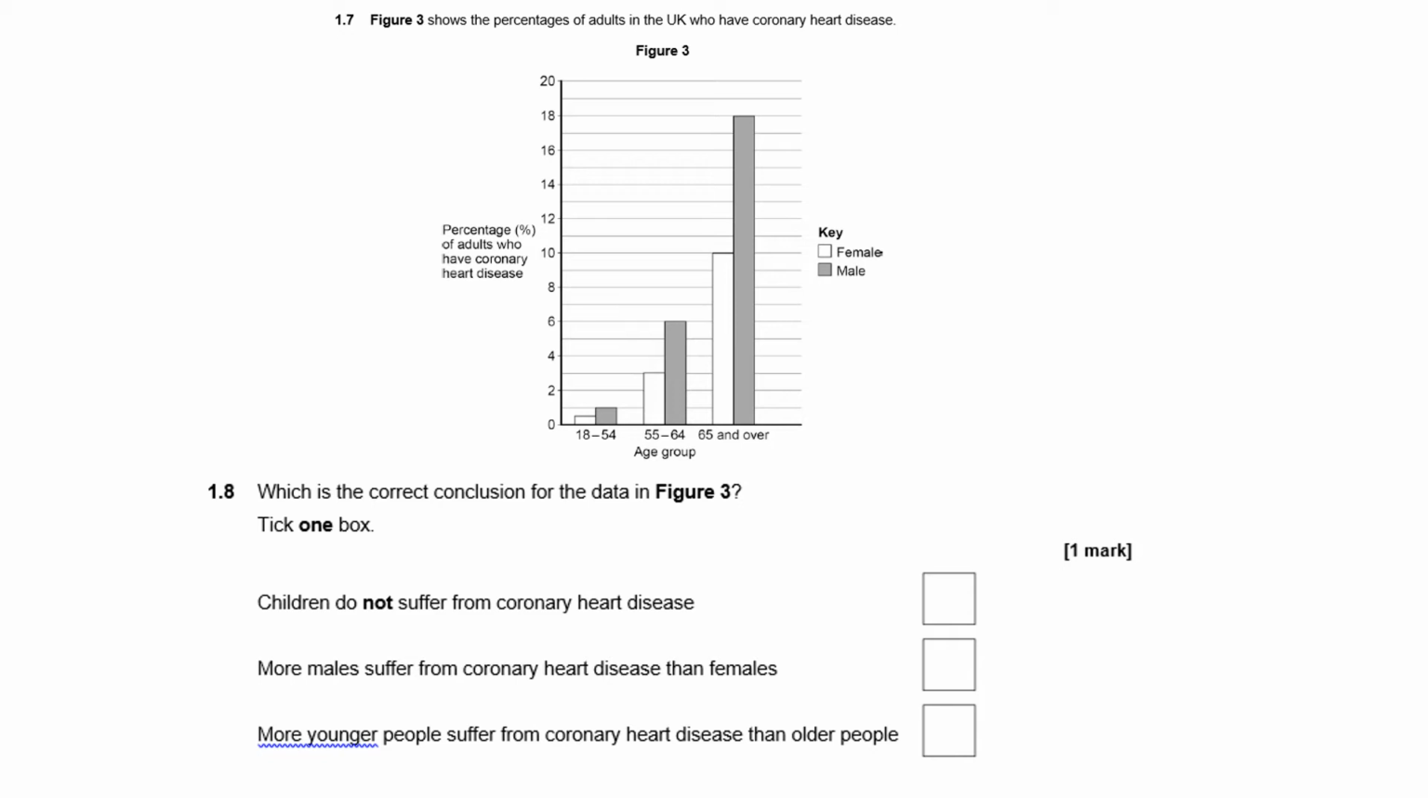Next one, more younger people suffer from coronary heart disease than older people. Again, we need to look at the heights of the bars. We can see that the younger people, the 18 to 54, are much lower compared to the 65 and overs. So it's not going to be that one. That means that the middle one, more males suffer from coronary heart disease than females, is a correct conclusion we can make from that graph.